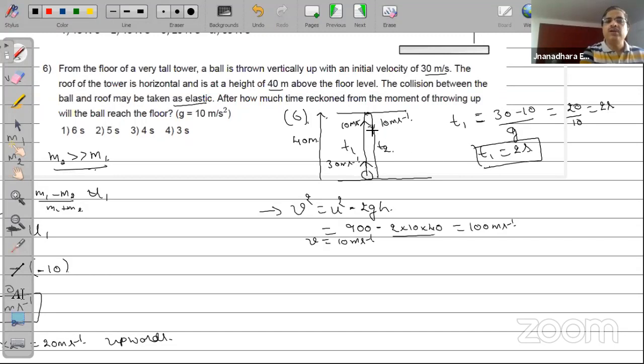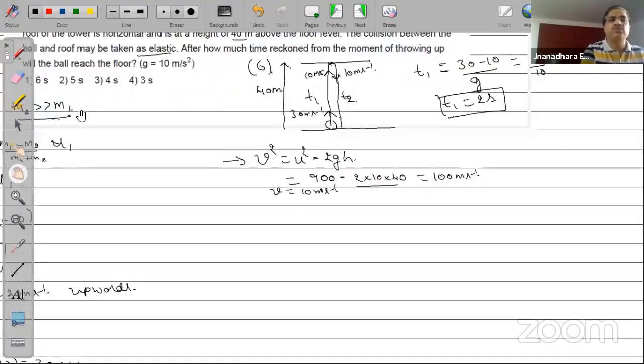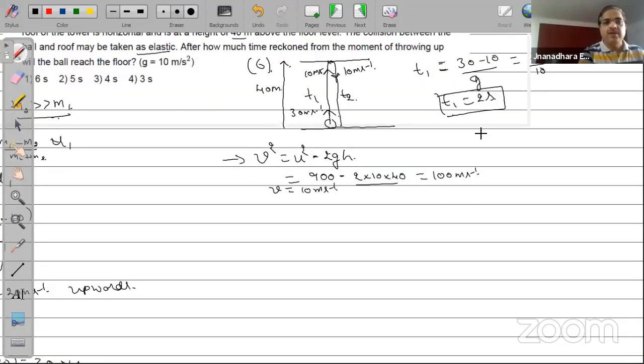Now I have to find out what T2 is. Any guesses as to what T2 is going to be? You can actually work it out in the following way. The height to which it's going to come down. So I'll use y is equal to ut minus half gt square to find out the second part. So here this is equal to minus 40, u is going to be minus 10 t, and g is always 10. So it's 10 t square.